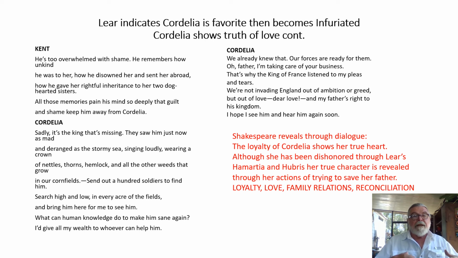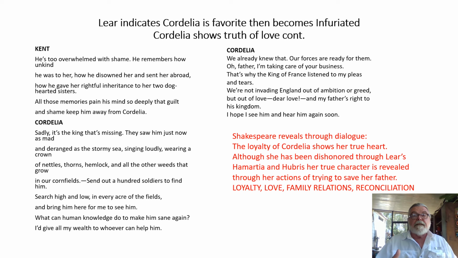So Kent's explaining that Lear is, through the other theme of self-knowledge, which could have been put in there if we're writing about Lear, but we're writing about Cordelia. And he explains to Cordelia that Lear realizes the error of his ways. And then she says, sadly, it's the king that's missing. They saw him just now as mad and deranged as the stormy sea, singing loudly, wearing a crown. So she starts to feel really bad, and this shows her true love.